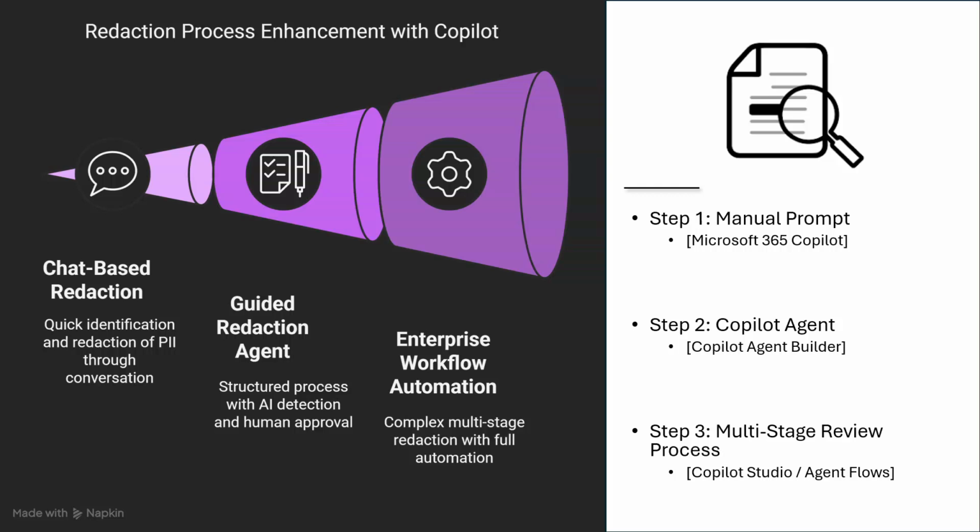The second one is using things like Copilot agents. So we're going to create an agent to make this process repeatable. We're going to give it instructions that it understands. It understands what type of information we're looking for. And the same principle, we'll be able to review each document and then give me an extract of the redacted content.